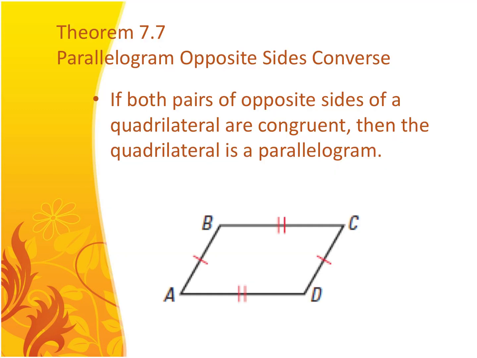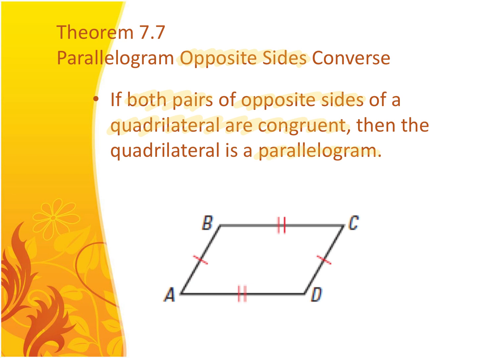So the first one starts out: parallelogram, opposite sides, converse. And if you remember, you had a parallelogram opposite sides theorem in the last one. In 7.2, we taught you that if the shape was a parallelogram, then the opposite sides would be congruent. Well, here, what they're saying is that if both pairs, it has to be both pairs, of opposite sides of a quadrilateral are congruent, so notice that this is the hypothesis in the converse, then the conclusion is that the quadrilateral must be a parallelogram.